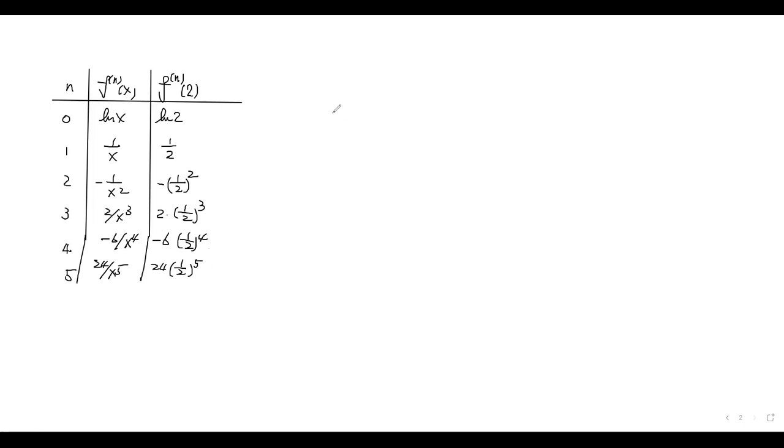Okay, so now let me try to write the f of x right now. So the natural log x, I can do the expansion centered at 2. So my first term will be natural log 2, all right? Then plus 1/2 times x minus 2, and then minus 1/2, right? So it's 1/2 to the square, then x minus 2 to the square, then plus 1/3, just like before.